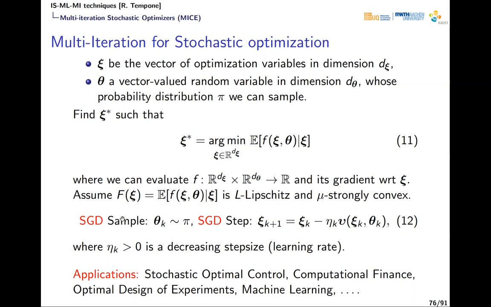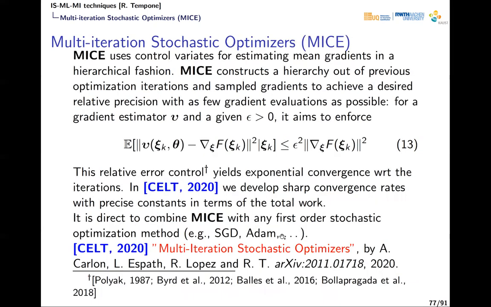A standard method from the literature is stochastic gradient descent, where we sample the theta out of the distribution pi. We take a step of this kind, with a learning rate, or certain step size, that is chosen properly decreasing, and then we converge towards the optimum. Zillion applications, no need to stop there. What do we do here?